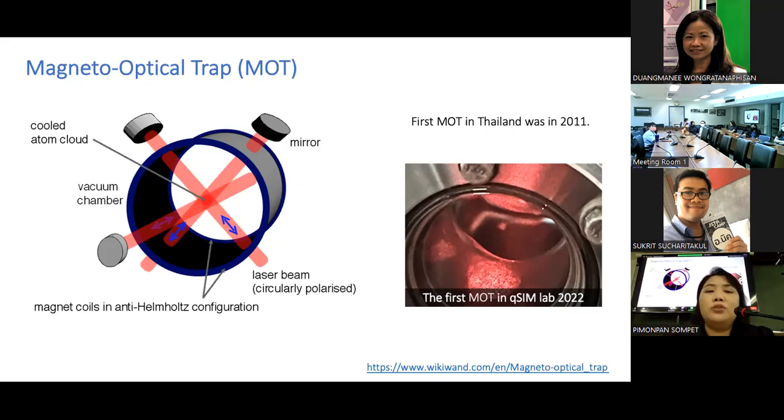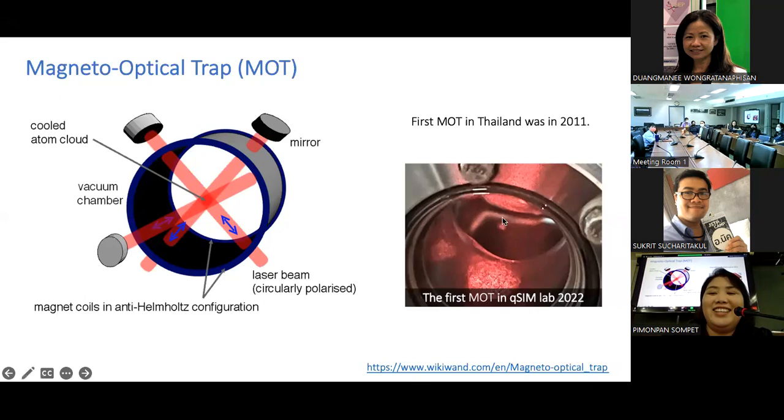So to conclude this, the photons slow atoms down. The magnetic field tells the atoms where to accumulate. So in the end, we can trap atoms in some position, as I show you in the right picture. That is a cloud of atoms that has a temperature lower than room temperature by six orders of magnitude. So it's very cold. This picture was recently taken at our lab, QSIM lab, last month. So this result is very new.